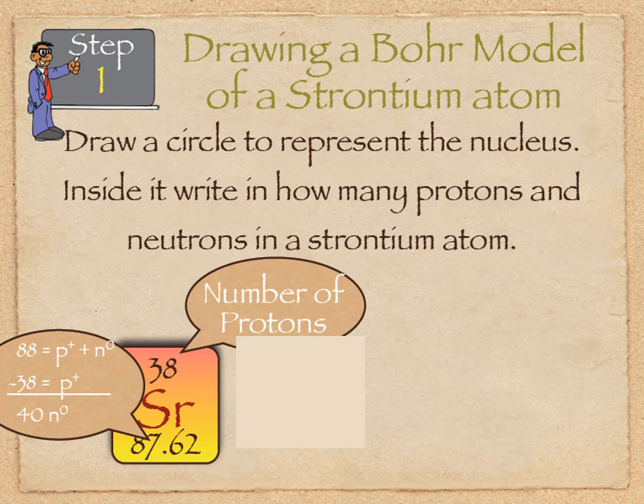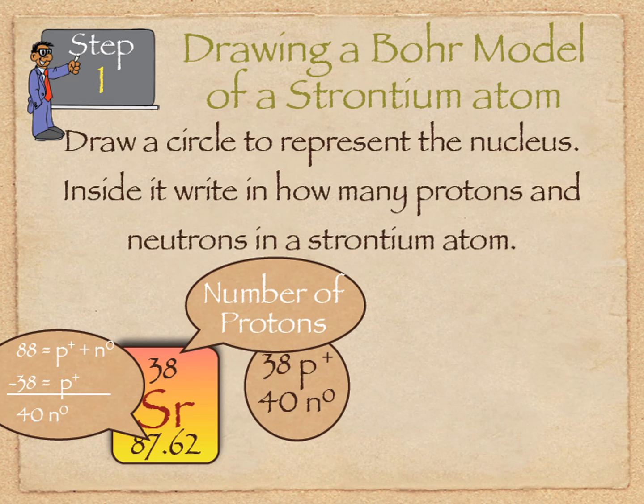So, drawing the Bohr model. How does the Bohr model help us comprehend how many electrons we're working with and where they're located? Step 1 is to draw a circle to represent the nucleus, and inside the nucleus you write the number of protons and neutrons. For the neutrons, we're going to round the weight to its whole number. So for example, strontium has 38 protons and its weight is 87.62. We're going to round that to 88 to keep it simple, and that means it has 40 neutrons. So you draw a circle with 38 p plus and 40 n zero.